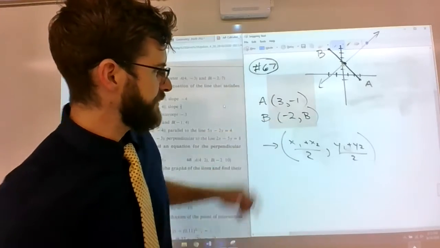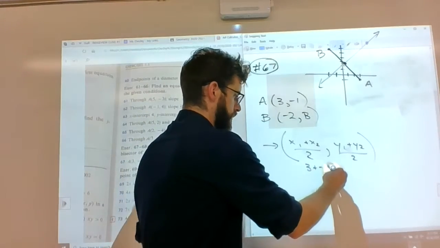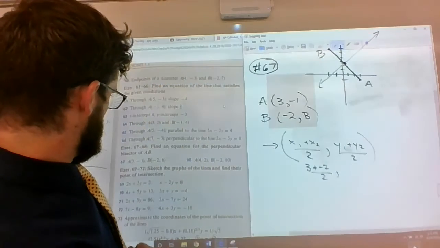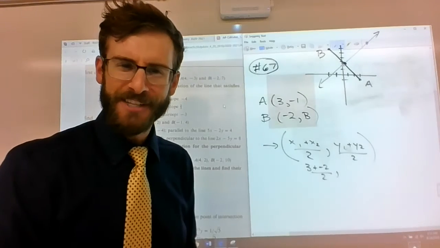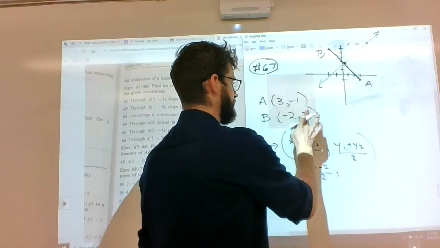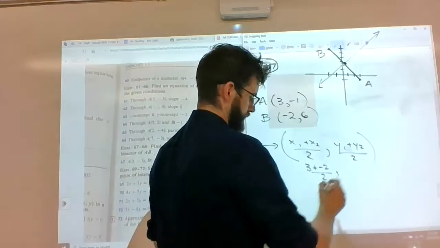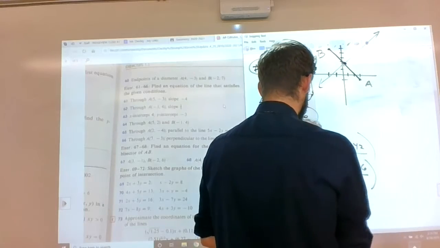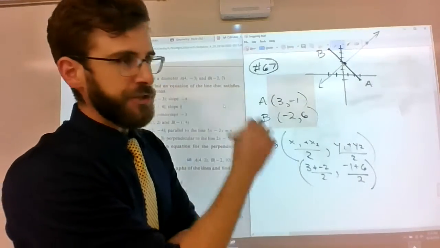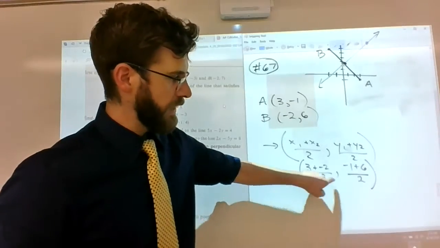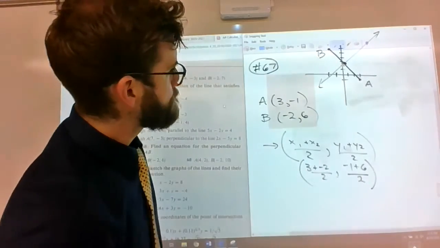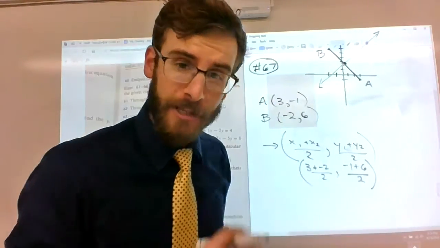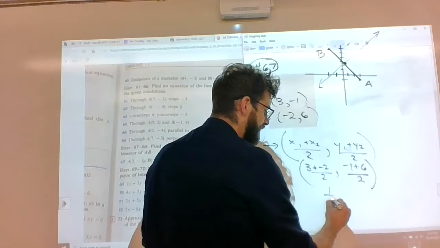So 3 plus negative 2 divided by 2, and negative 1... Did I put a B? I meant to put a 6 down. Whoops. All right, so they intersect at (1/2, 5/2). That looks about right. In fact, that looks exactly right. I have a really nice drawing right there. Okay, (1/2, 5/2).